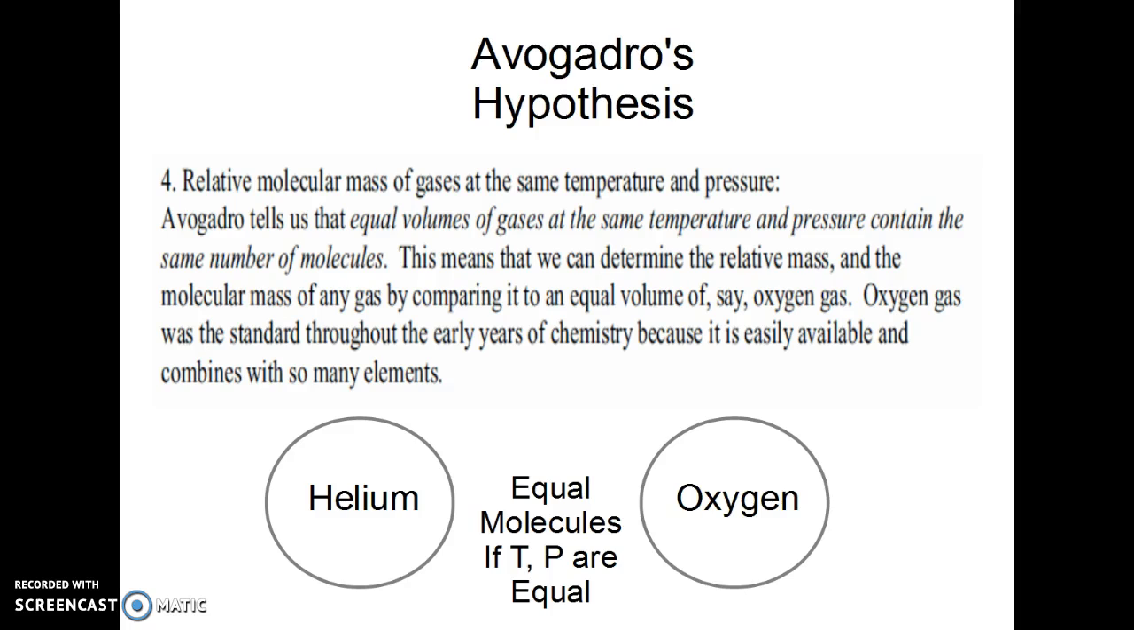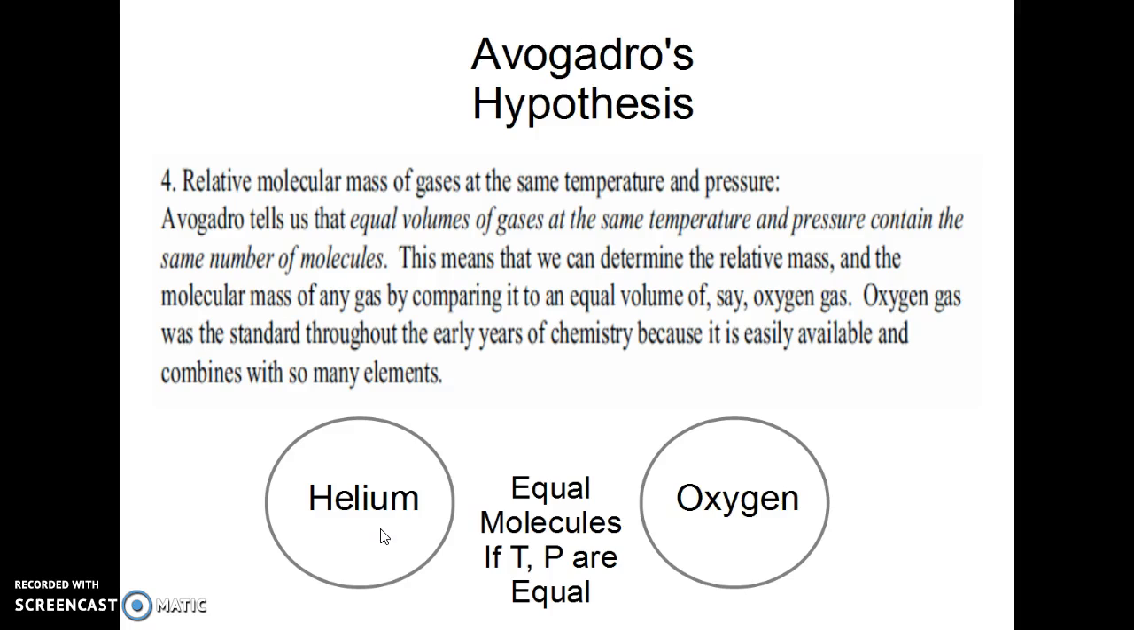Oxygen gas was used really a lot during the 19th and 20th century as our standard because you can make it easily and it combines with so many elements, and it led to our table of atomic masses. So if you have helium, a very undense gas, at the same temperature and pressure and volume as oxygen gas, the oxygen gas has the same number of molecules as the helium.